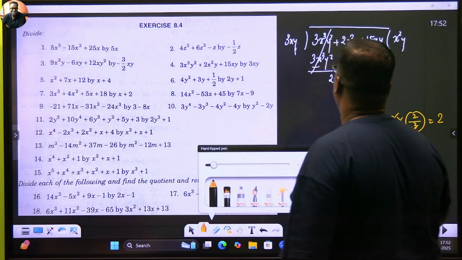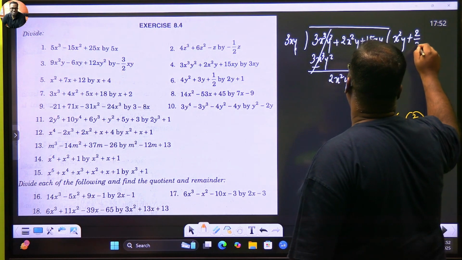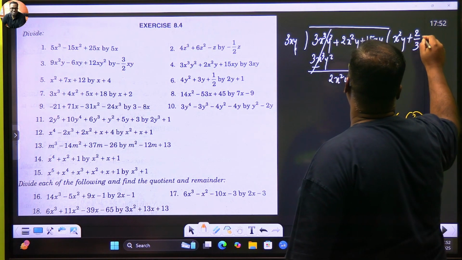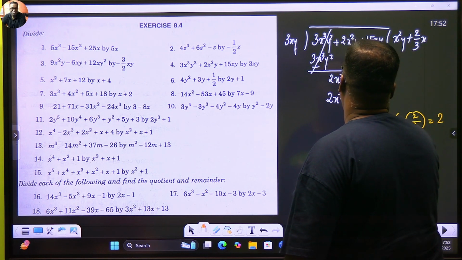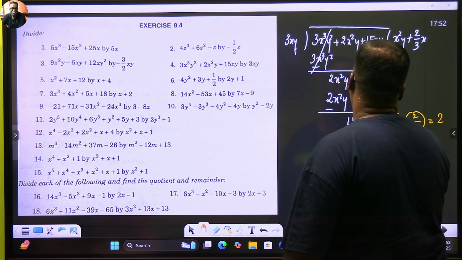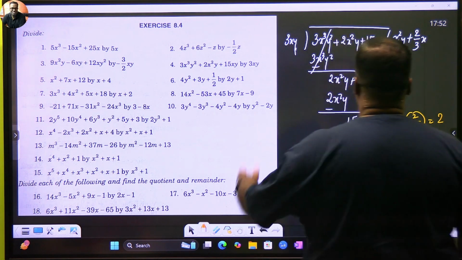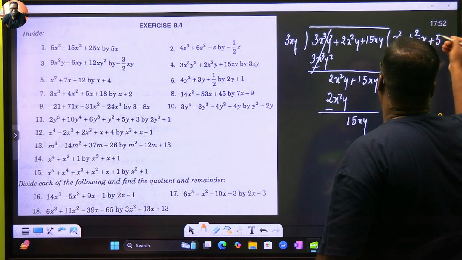Okay, so let me put it. What will we take here, children? We'll have a 2 by 3 and match it. We have an x square, so we take an x. Y is there. So this gives me a 2x square y. I get a negative out here and 15xy comes down. Now 15 divided by 3 is easy, you will manage that. It is 5.